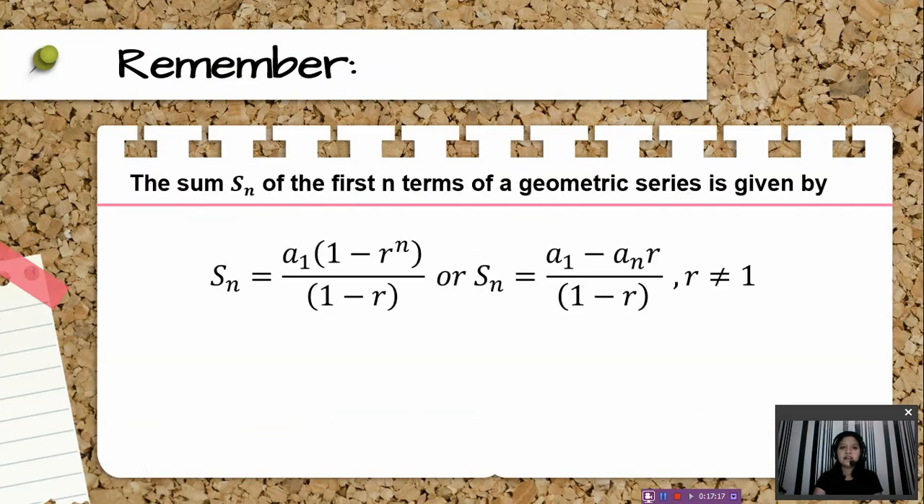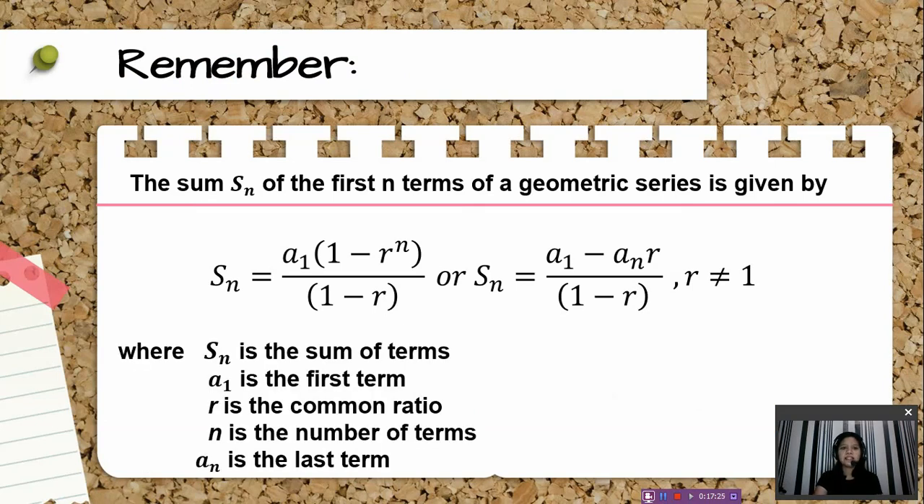Remember, the sum S sub n of the first n terms of a geometric series is given by S sub n is equal to a sub 1 times the quantity 1 minus r raised to n all over 1 minus r, or S sub n is equal to a sub 1 minus a sub n times r all over 1 minus r, where r should not be equal to 1, where S sub n is the sum of terms, a sub 1 is the first term, r is the common ratio, n is the number of terms, and a sub n is the last term.